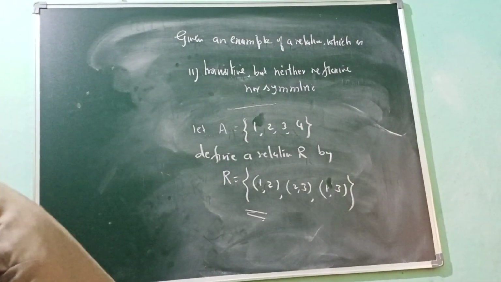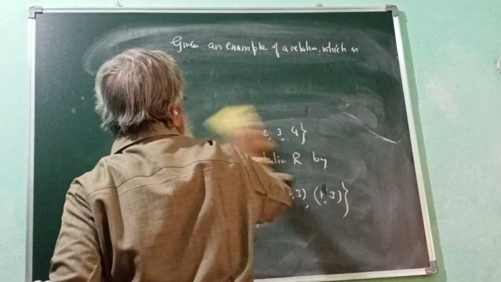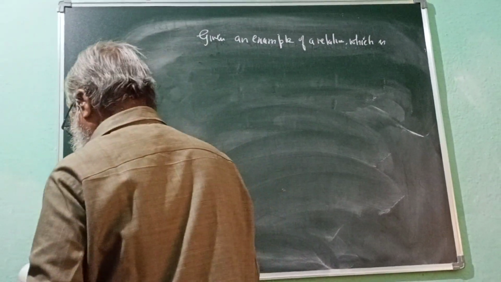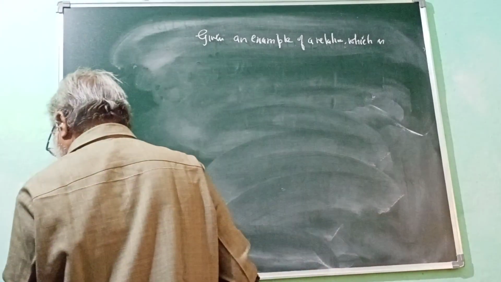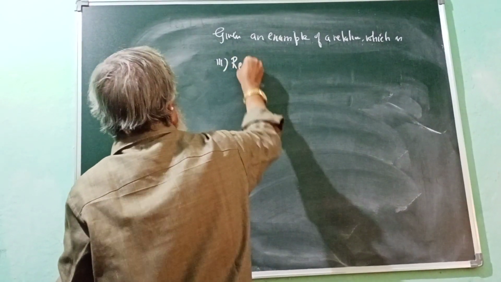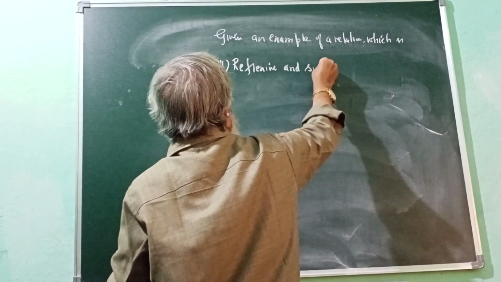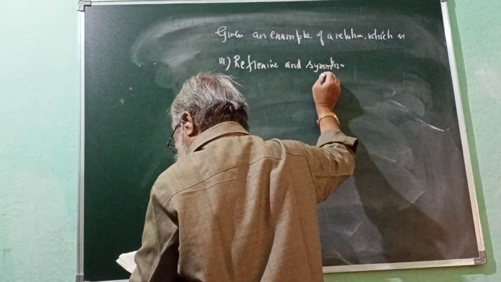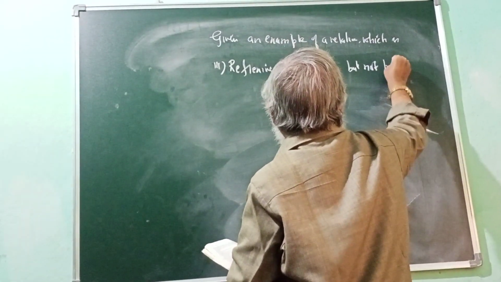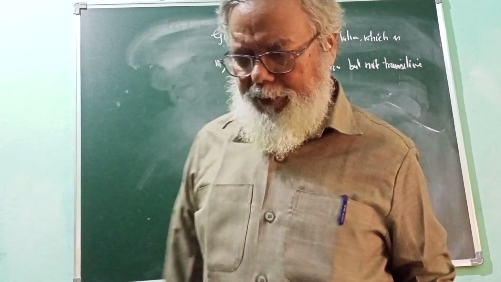Next one. Give an example of a relation which is reflexive and symmetric but not transitive.